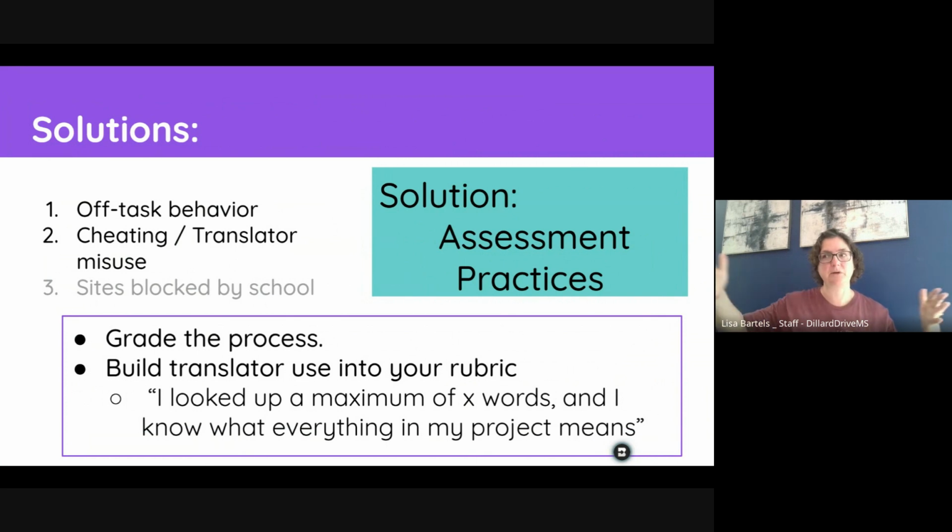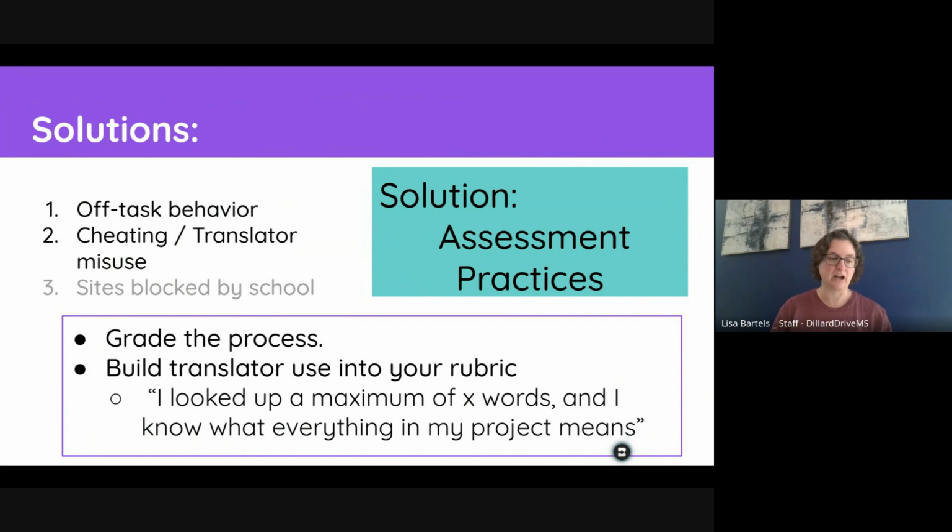So instead of having this be one huge project grade, it's broken up into smaller grades that hold students accountable at each step of the process. Also, I think it's great practice to build translator use into your rubric. And as you're teaching students to use translators, put that in as part of their grade. So as one rubric point, I might say something like, I looked up a maximum of 3 words in this paragraph, or I looked up a maximum of 1 word per item on my listicle, and I know what everything in my project means.